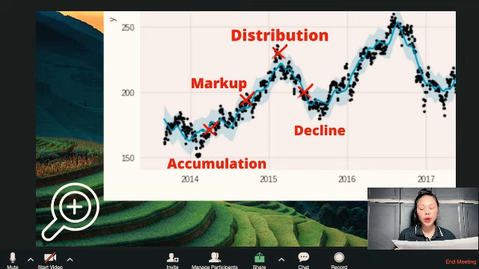Then, in between 2014 to 2015, we can see the start of the markup stage, wherein the stock begins to trend upwards. By 2015, we have reached the distribution stage, where we have reached the peak of the cycle. Then, towards the end of the year, we can now see the decline stage, where the market begins to downsize. As you can observe from the succeeding years, this cycle will be repeated starting from the accumulation stage to the declining stage.